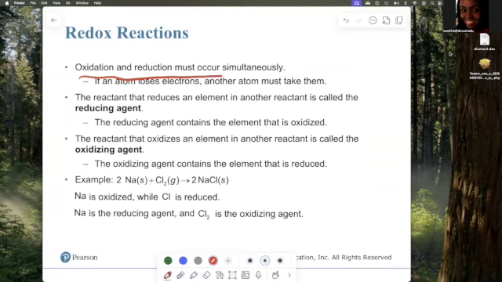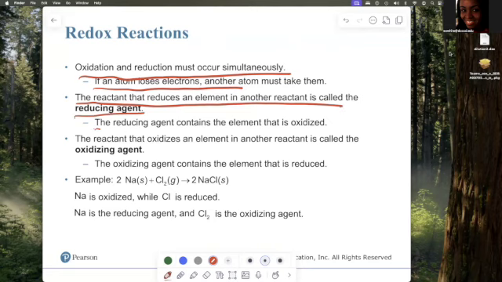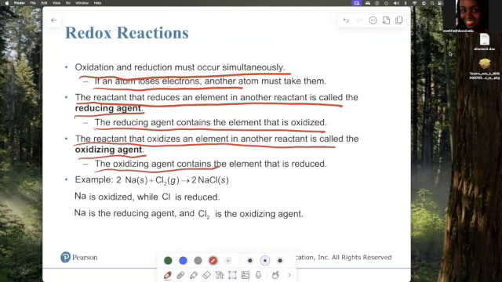Oxidation and reduction mostly occur simultaneously. If an atom loses electrons, another atom in the reaction must take the electrons. So we don't have electrons just floating around in the air, having nowhere to go, right? There's one that's a giver of electrons and the other is a taker. The reactant that reduces an element in another reactant is called a reducing agent. The reducing agent contains the element that's being oxidized. The reactant that oxidizes an element in another reactant is called an oxidizing agent. The oxidizing agent contains the element that's being reduced.